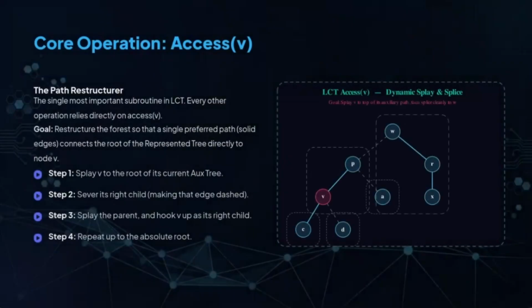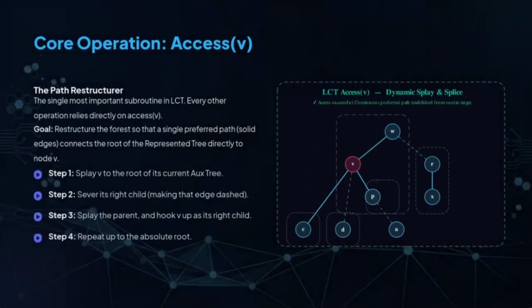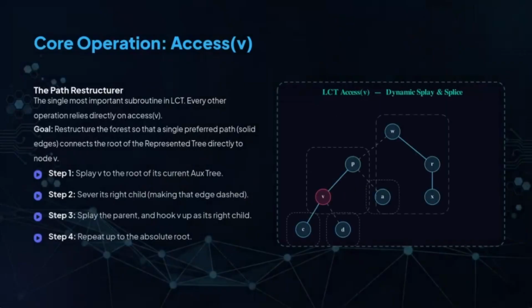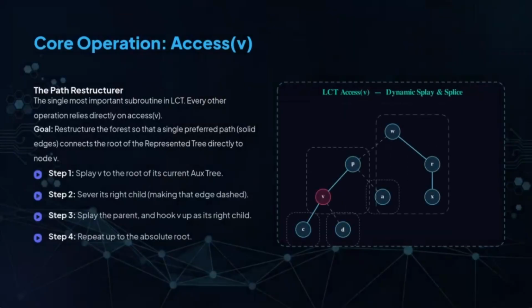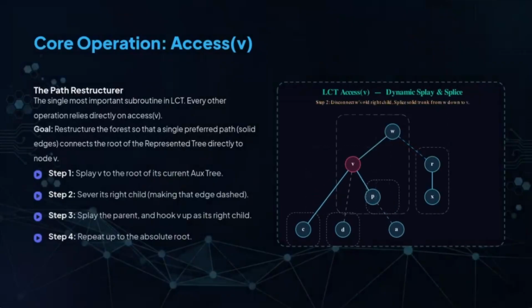The core operation we have is access of v. Everything we do in a link-cut tree revolves around one foundational core operation, which is access of v, also known as the path reconstructor. This is the single most important subroutine in a link-cut tree. Every other operation relies directly on it. The goal of access of v is to restructure the forest so that a single preferred path of solid edges connects the root of the represented tree directly to target node v.